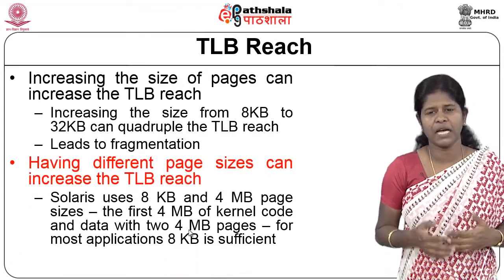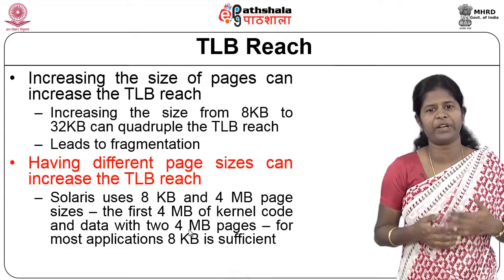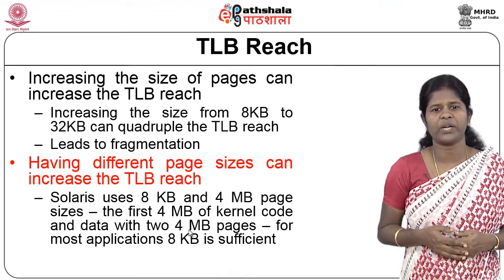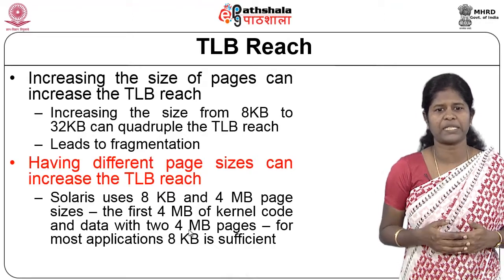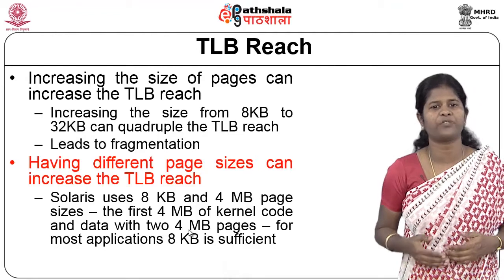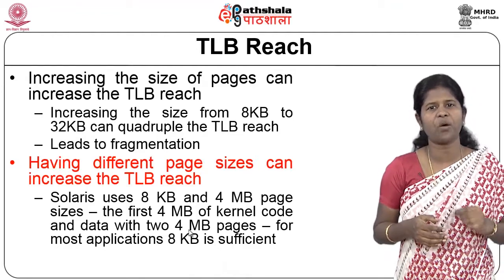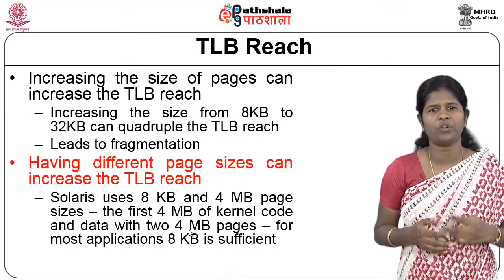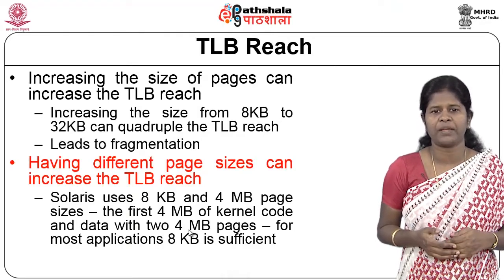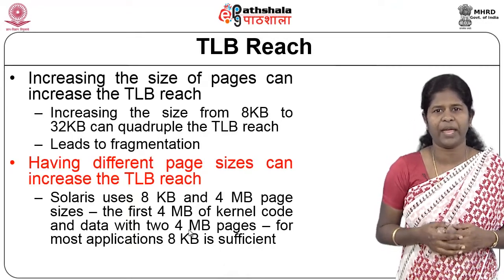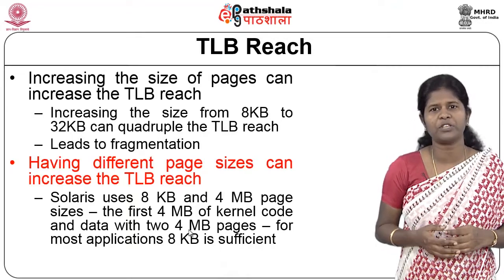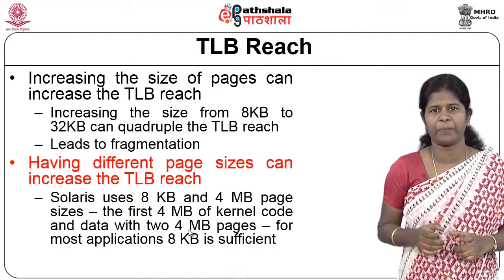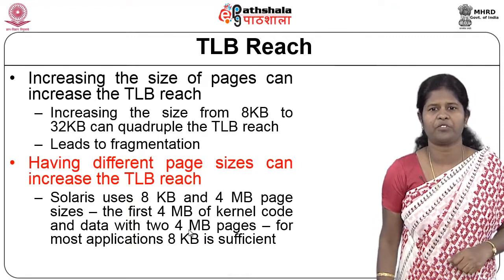And in certain operating systems, different page sizes are used so that you can increase the TLB reach. So, in Solaris, you have 2 different page sizes, one is 8 kilobyte and the other is 4 megabyte. For kernel code and kernel data, they are using 4 MB pages, and for most of the applications they are using 8 KB pages. So, it is also possible to have varied sizes for the pages rather than having a fixed size for a page, so that you can improve the performance.